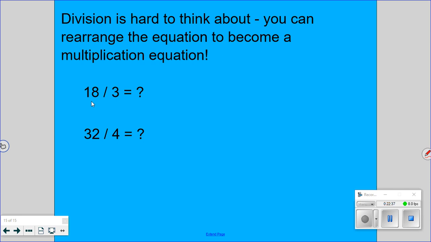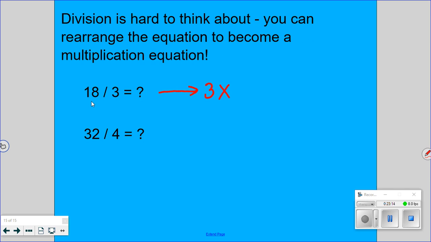As we practice, we know this means 18 things put into 3 groups means there's some number in each group. That's hard for me to think about. I'm going to use my opposite operation, my inverse operation, which is multiplication. And I'm going to rewrite it. Now with multiplication, I need to know groups. Do I know how many groups? Yes. How many groups did I have? 3. 3 groups of how many?